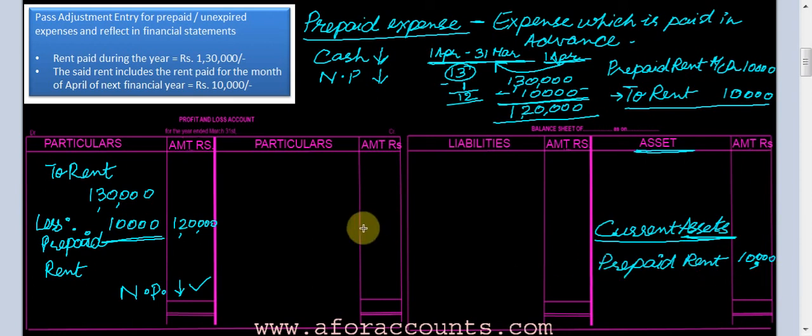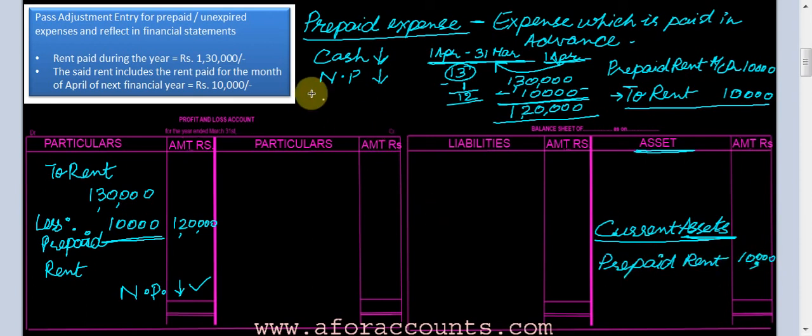So recapping, whenever there is something prepaid, from the total paid just subtract the prepaid amount and put it in the outer column. This is the presentation of your profit and loss account, and on the assets side you need to write it in the current assets column, prepaid expenses, whatever the amount.